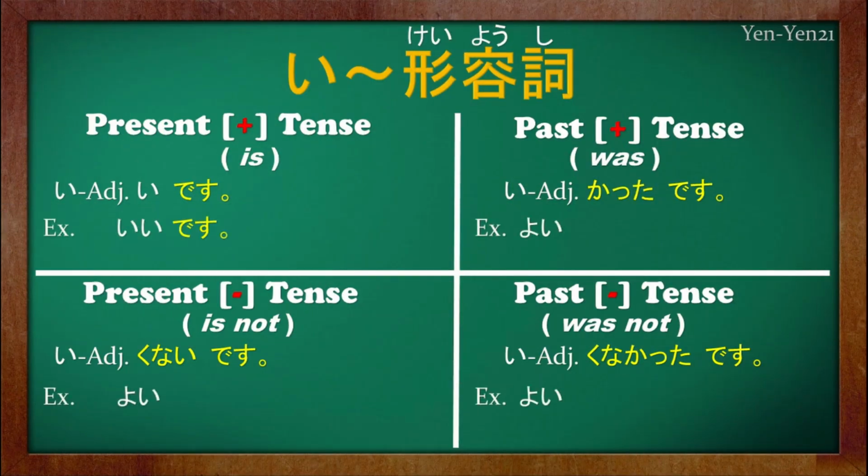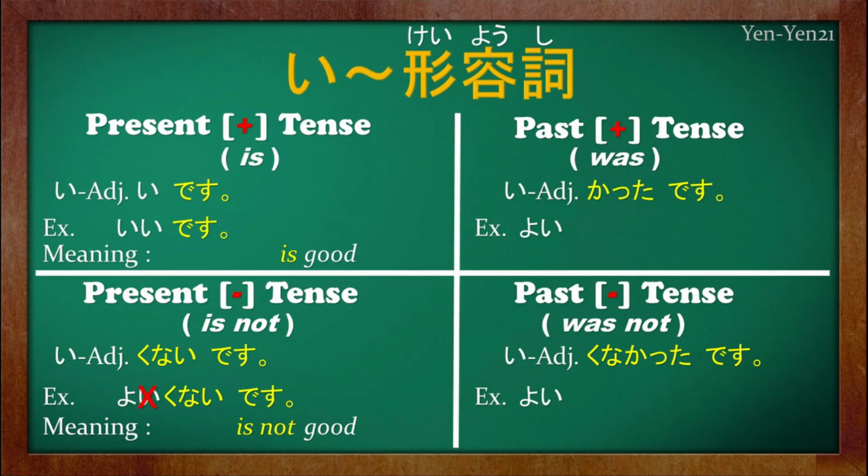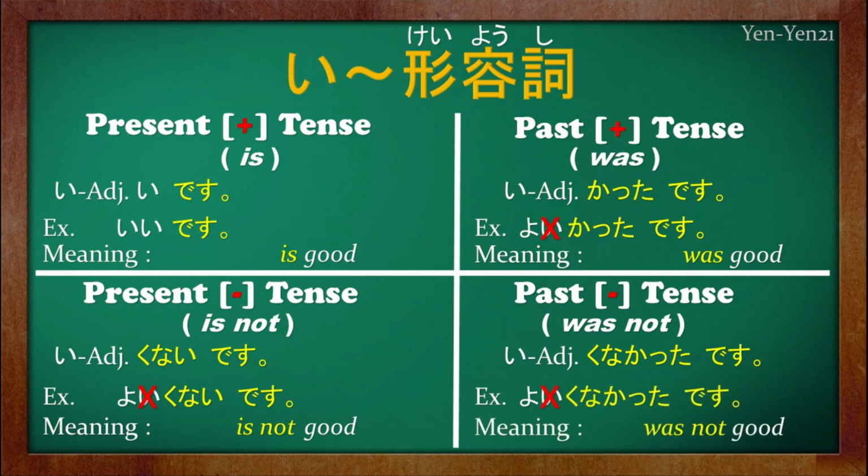いいです. That means, is good. 良くないです. That means, is not good. 良かったです. That means, was good. 良くなかったです. That means, was not good.